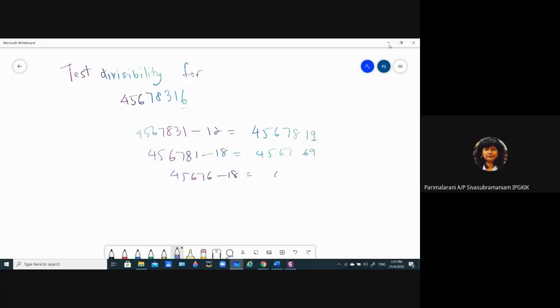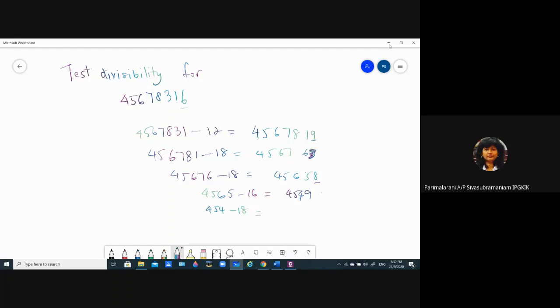So the number keeps on getting smaller. 4, 5, 6, 7, 6 minus 18. Minus 8 times 2 is 16. Second line. What's wrong here? 4, 5, 6, 7, 8, 1 minus 18. 81 minus 18 is how much? 63. Okay.